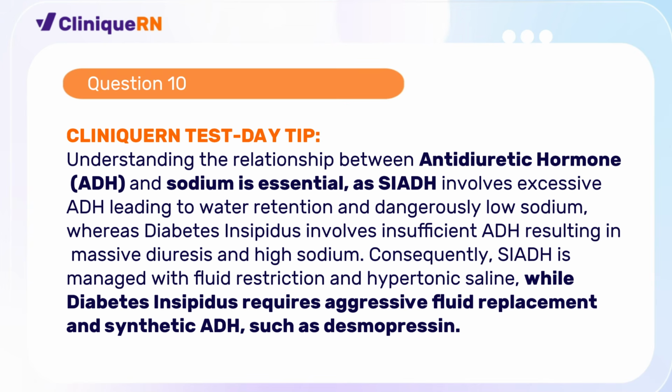Understanding the relationship between antidiuretic hormone, ADH, and sodium is essential, as SIADH involves excessive ADH leading to water retention and dangerously low sodium, whereas diabetes insipidus involves insufficient ADH, resulting in massive diuresis and high sodium. Consequently, SIADH is managed with fluid restriction and hypertonic saline, while diabetes insipidus requires aggressive fluid replacement and synthetic ADH, such as desmopressin.